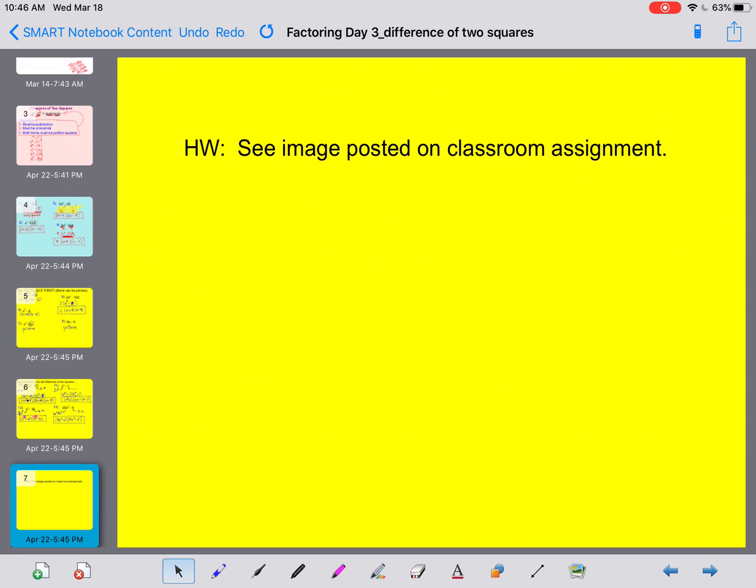Your homework, there's an image posted on Google Classroom. It's 12 questions practicing mostly difference of two squares. I did mix in a few other things. There's only one prime question on that assignment, and you're going to upload a picture of your homework. If you're not sure how to upload, there's going to be a video explaining how to upload. Try to make sure the image is not blurry because I want to see what you understood from today and how you're doing with the material. Okay, thanks guys.